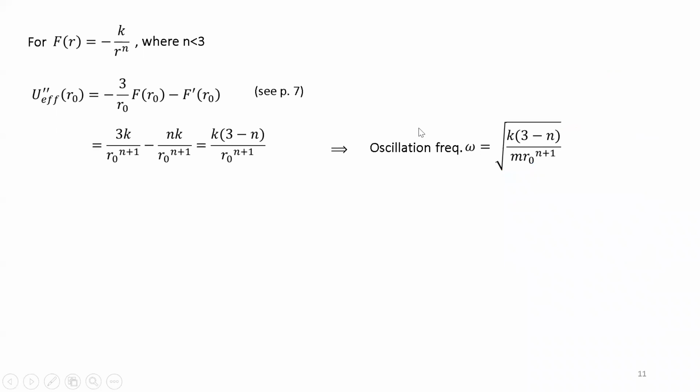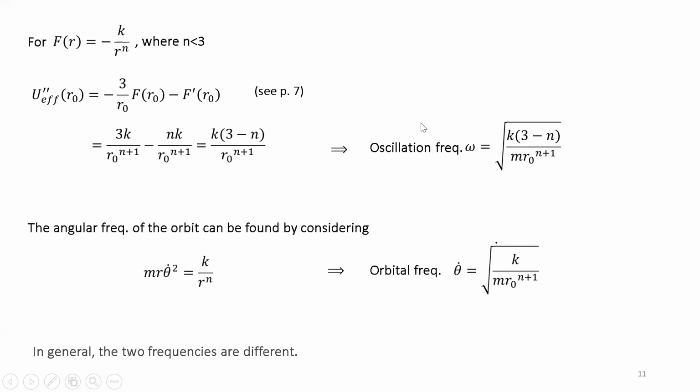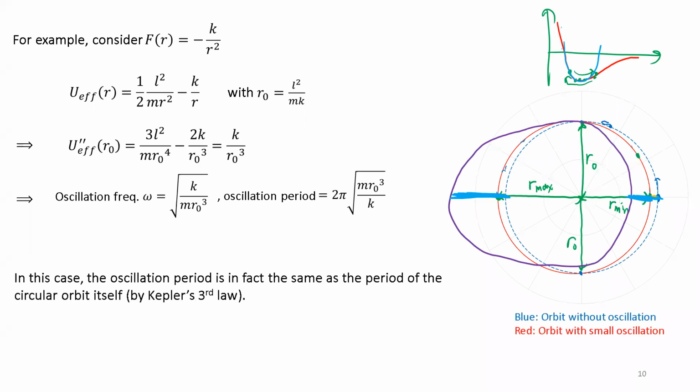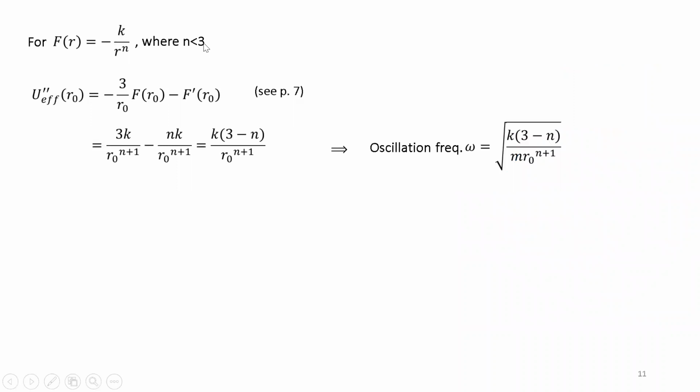Let me just finish this slide over here also. Here I have the oscillation period exactly the same as the orbital period, and that's what happens for 1 over R squared. But in general, more interesting looking orbits can be found if we consider other kinds of forces, where the oscillation frequency is not the same as the orbital frequency. So here I consider R to the n, again any n.